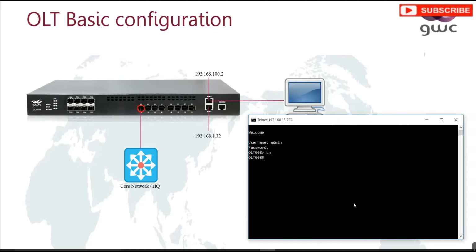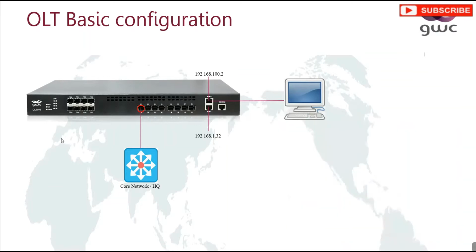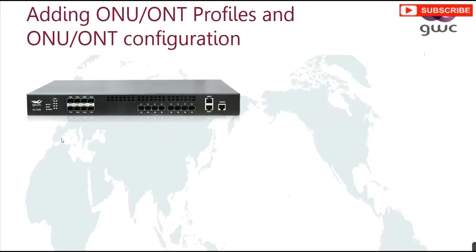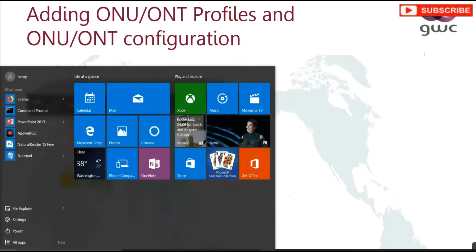Now we'll be adding ONU or ONT profiles in our OLT device. Our OLT008 has 8 PON ports, passive optical network, that support ratio splitter 1:32, 1:64 and even 1:128. Now let's start with the configuration.